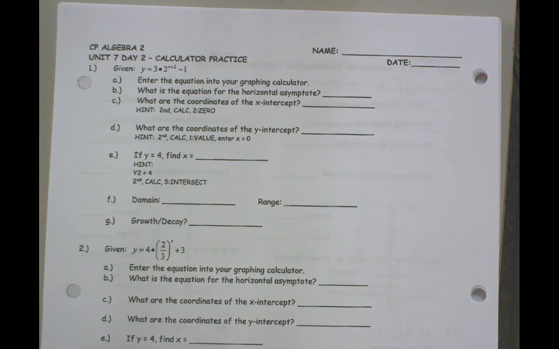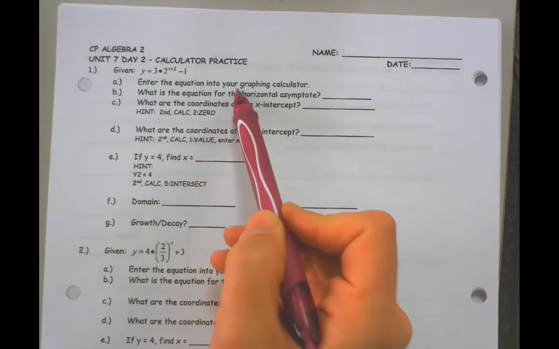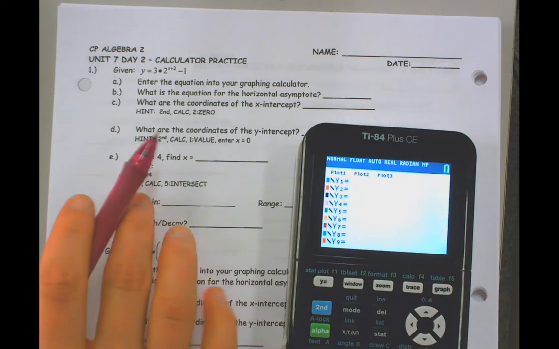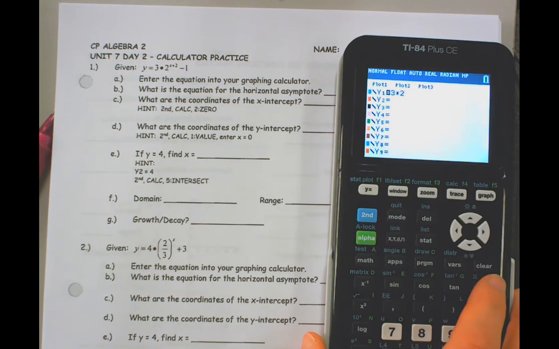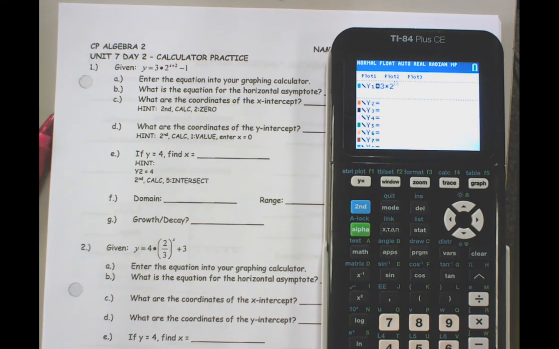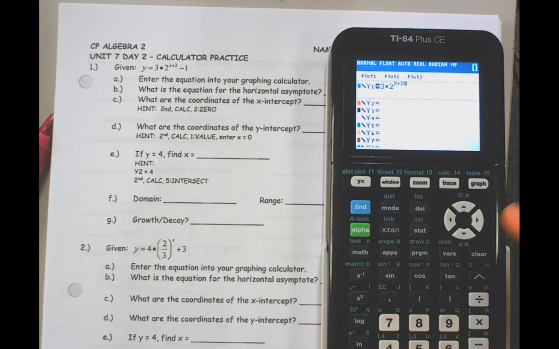So looking at number 1, we're given this function, and we want to enter this equation in our graphing calculator. So if we go ahead to our y equals, we're going to type in 3 times 2, and then we'll use this caret symbol to do our exponent. Let me move it so you can see. So to the, and then up there we'll type x plus 2. And then we have to arrow over so that we get out of the exponent and then type minus 1. So we have it typed into our calculator.